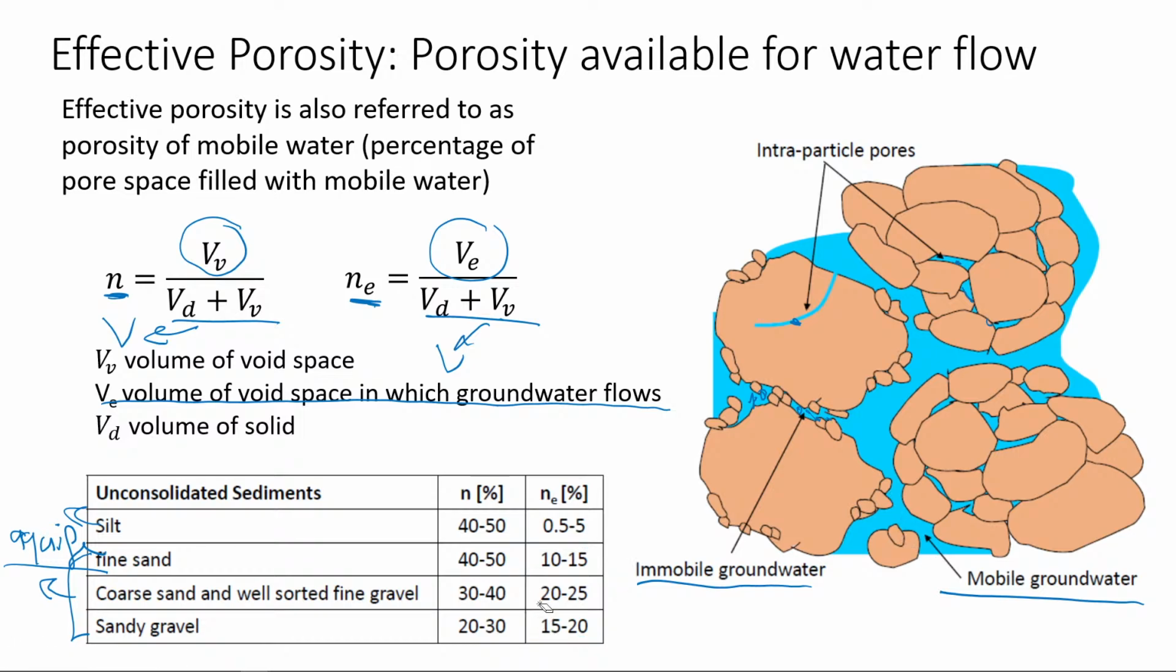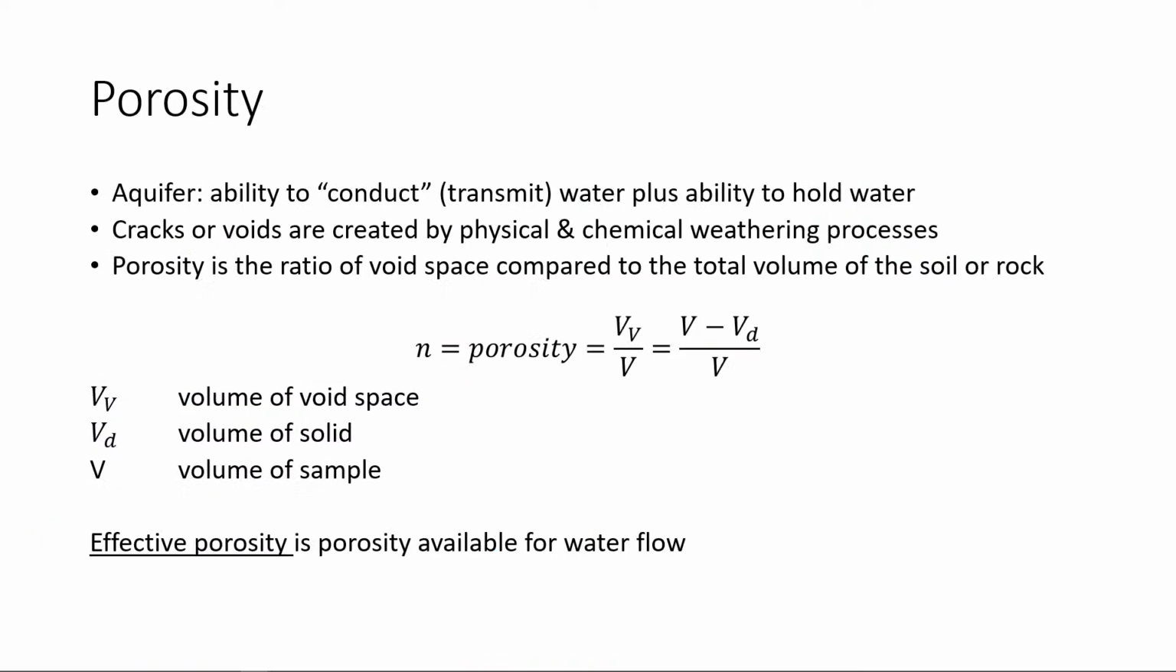For example, there's 20 to 30% porosity, and we will learn later why the porosity is not much, but the effective porosity is 15 to 20%. So very high effective porosity. Versus silt, where the porosity is 40 to 50%, very high, but the effective porosity, where it's available for groundwater to flow, is very low, less than 1 to 5%. That's a very important distinction, and I will ask these types of questions in the exam. So try to look at these concepts.